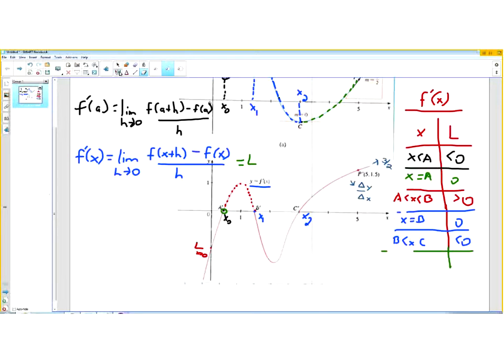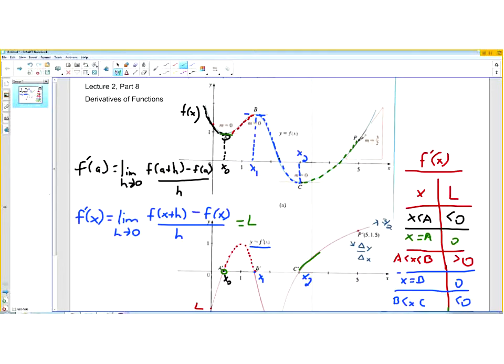So at x equals C, L is equal to 0. All right, and then from C to P, so if x is between C and P, the L values, the limit values of the difference quotient, will be greater than 0, and that's shown right here on the graph. Okay. All right, now at P, they actually hardwire some numbers.